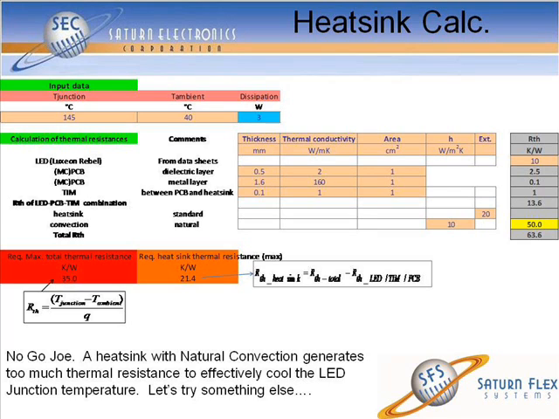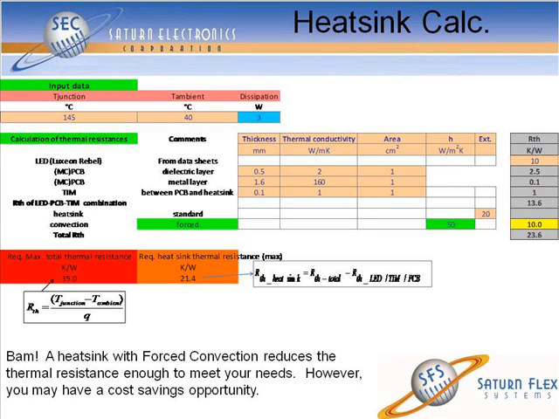So let's change it to just forced convection. I don't want to redesign anything. My materials are good, my design is good, but just changing your method of convection dramatically reduces your thermal resistance of the entire package. So great, we're down to 21. It's under 35. Our job is done, right?